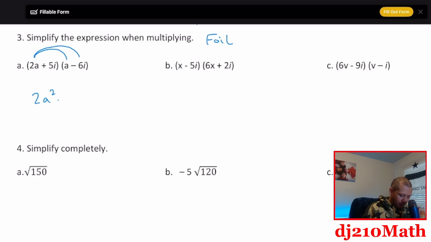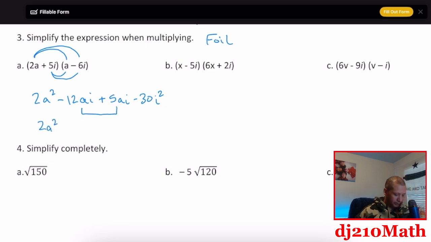Outer, negative 12. A times i is just ai. 5i times a, positive 5, again, ai. And then last, 5 times negative 6 is negative 30. i times i is i squared. So when you combine these, the things that are alike, right? So 2a squared, that's the only a squared term. And we have two ai terms, negative 12 plus 5, negative 7ai.